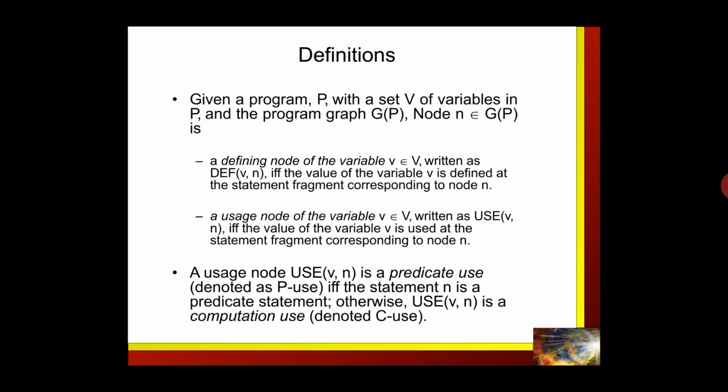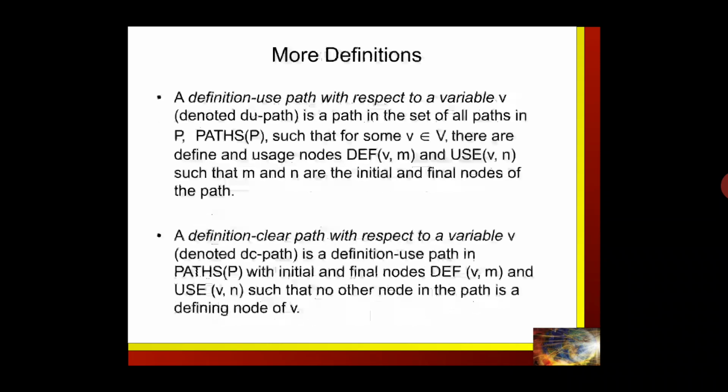Another one is called computation use. Other than that one is considered as a computation use, or c-use. P-use is nothing but predicate use. C-use is nothing but computation use. There are more definitions that will come, which actually mean the same.